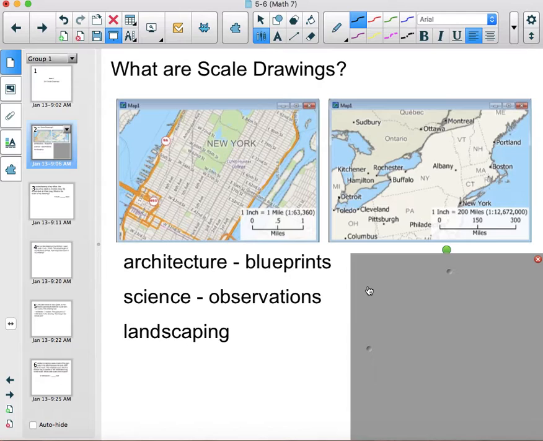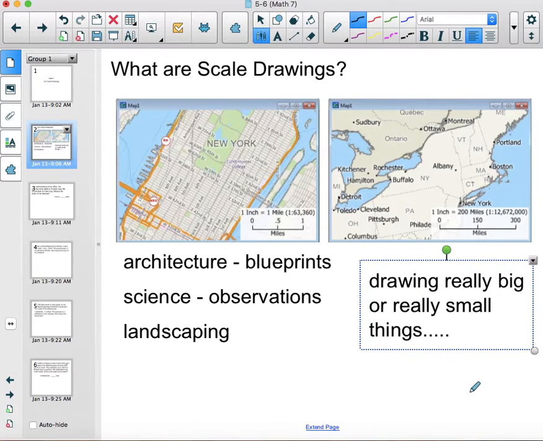Okay, and like with landscaping. So if you're landscaping your yard and you need to figure out where to put a bush or where to put a tree or whatever, you need to draw it to scale to figure out how it's going to look nicely. And those are just a few examples. So essentially, you're drawing something really big or really small to a more measurable amount.